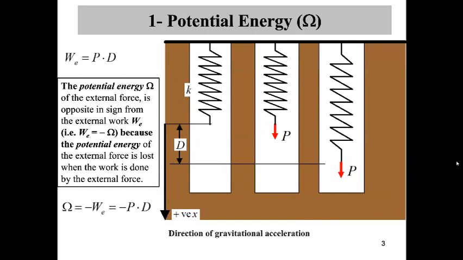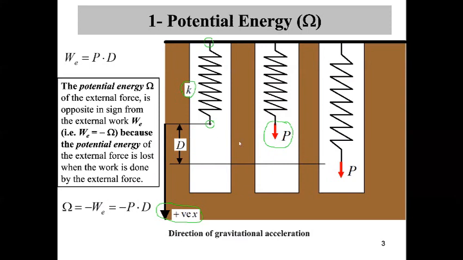Let's start off with potential energy omega and consider an elastic spring of stiffness K, with one end stationary and the other end free. Now let's assume that an external nodal force P was applied to the spring in the positive x direction of the system. Notice that the positive x direction is in the same direction as the gravitational acceleration.